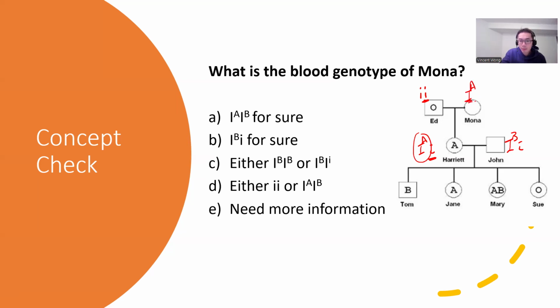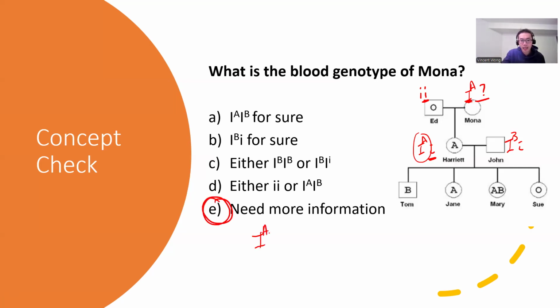But that's all we know about Mona, right? We don't know what the other half is, right? The other half could be a B, it could be another A, it could be a small i. We just don't know. It's not necessarily A, B for sure, right? So none of these options actually works. So we need more information.